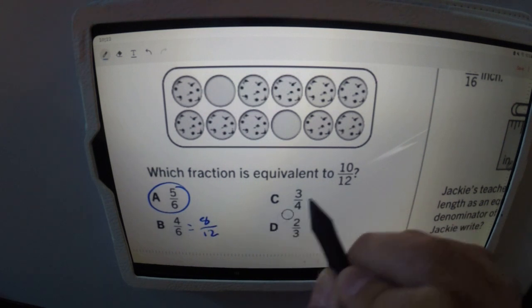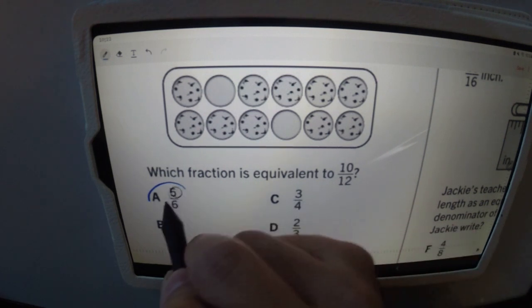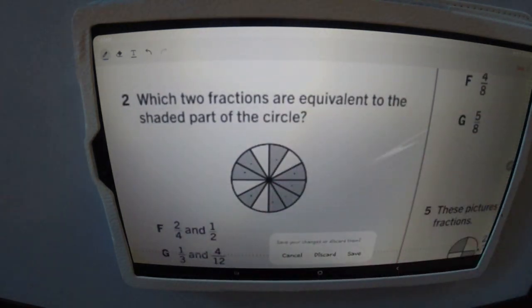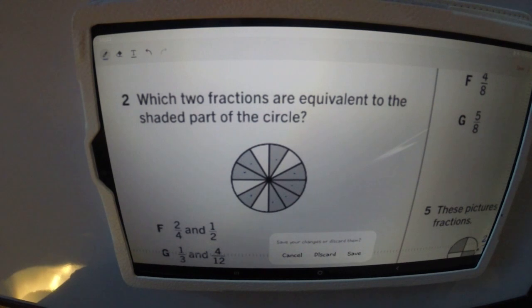All right. I'm moving kind of fast. If I'm going too fast, I'll try to slow down a little bit, okay? Moving along. Number 2. Which two fractions are equivalent to the shaded part of the circle?